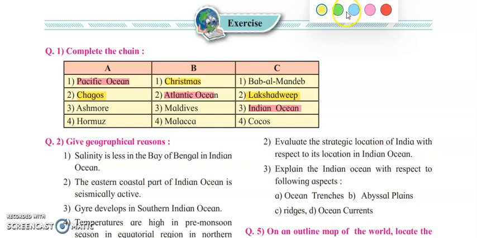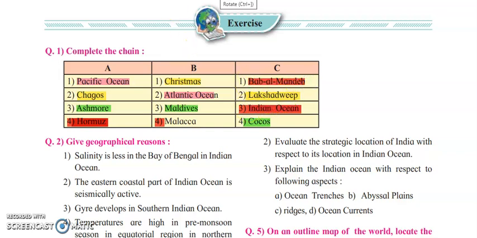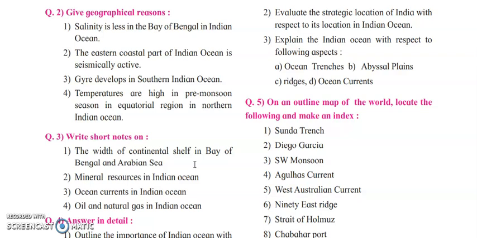Now the next one is Ashmore, then we have Maldives and we have Cocos. So these are small islands. We have Hormuz, then we have Malacca and Bab al-Mandeb. So these are the different types of straits. Now let us come to give reasons.